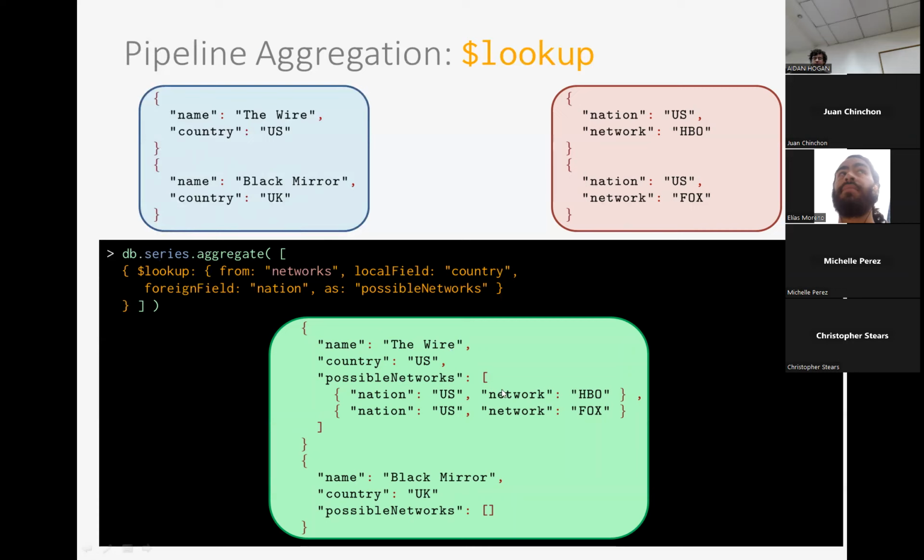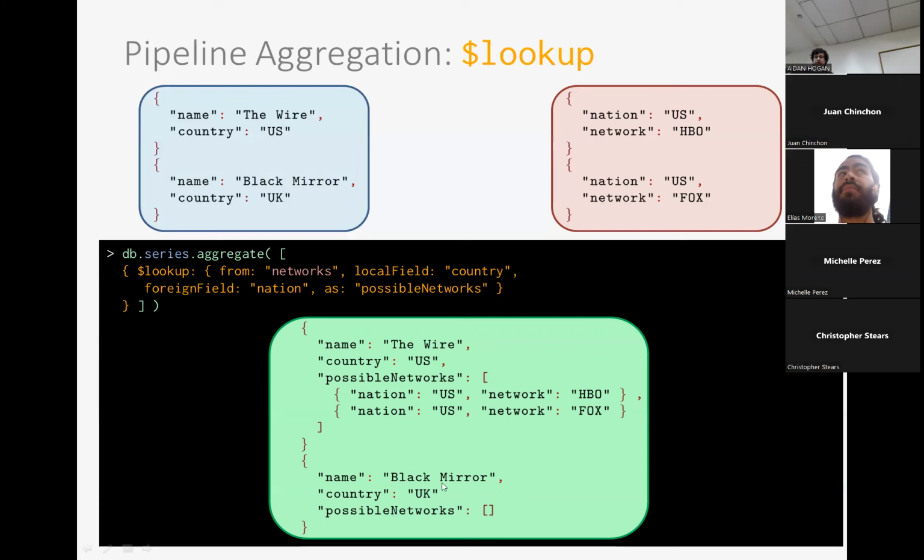And within this, we've collected an array of all of the compatible documents in the right collection. So here the country is US. So here in the possible networks, we'll have an array of all the documents that have nation equals US here.